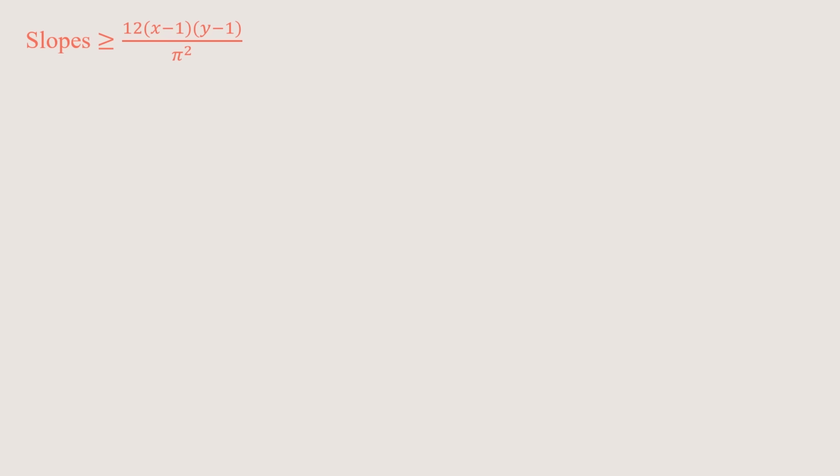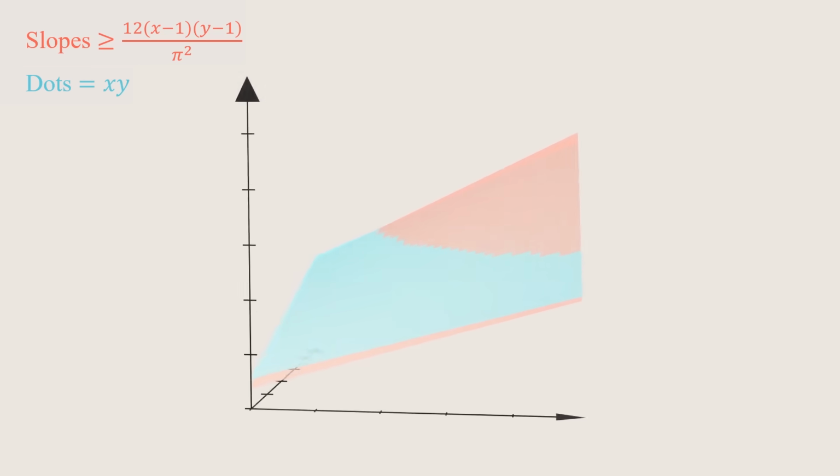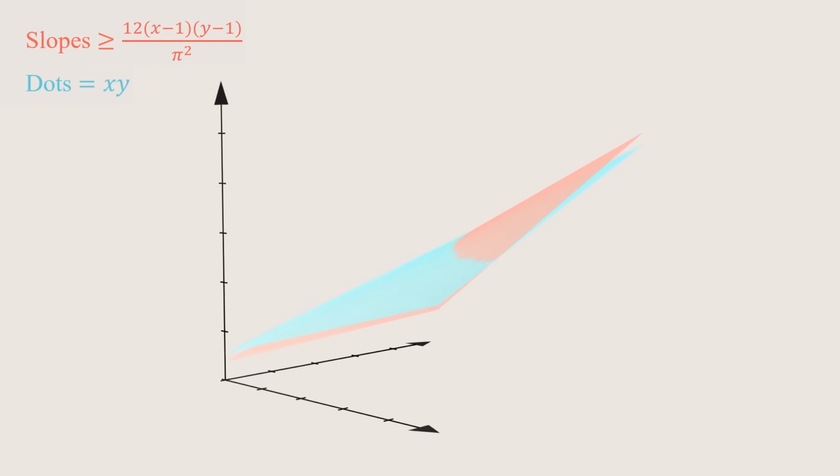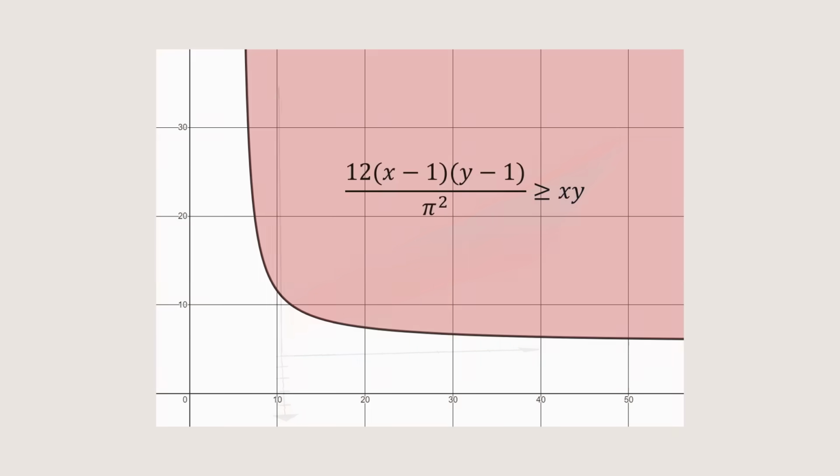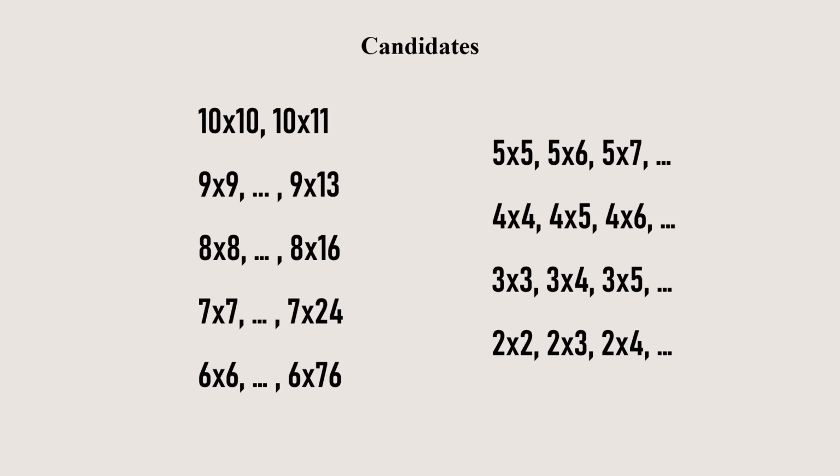Let's also briefly look at which rectangular grids have less number of slopes than dots. Number of slopes for an x by y grid is larger than this, and the number of dots is xy. Let's graph these two functions in 3D. This looks complicated, but in the end, we get that if a point xy is in this red region, there are definitely more slopes than dots. So we exclude all of them, and the only ones left are these.